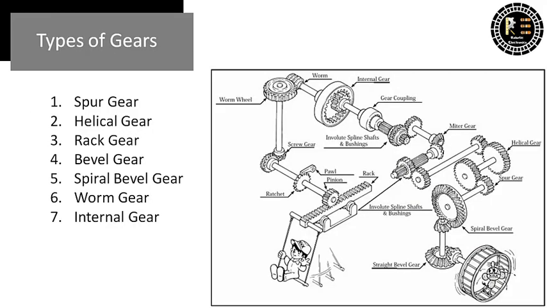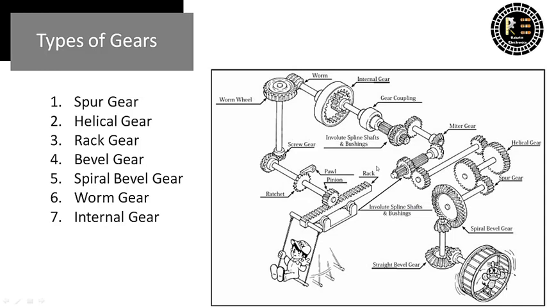Let us move on to types of gears. What are the types of gears? Spur gear, helical gear, rack and pinion gear, which is known as rack gear, bevel gear, spiral bevel gear, worm gear, internal gear, and there are many more gears. These are the most important gears which are frequently used, so we are going to discuss these gears in this video.